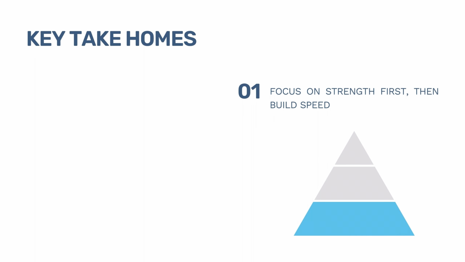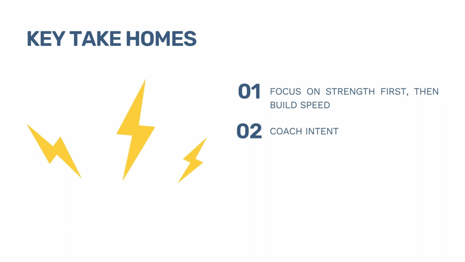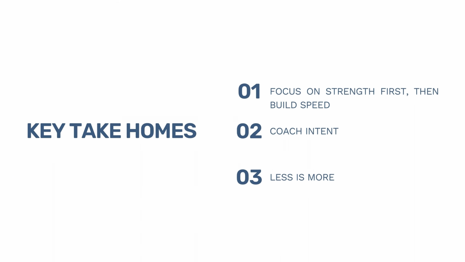So, in terms of our key take-homes for training power across a lifetime, our first thing we want to emphasize is to focus on strength first, then build speed. So you want to begin to introduce power by speeding up some of the strength exercises first. The second is we want to coach intent, so we want to make sure that these are not just lighter exercises done at the same pace. We need to make sure that they're done quickly. So we want to use that language in order to do it, use our external targets. The third is our less is more. So we want quality over quantity. 2 to 3 sets of 5 reps is plenty. 1 to 2 exercises per session is perfect for most people.